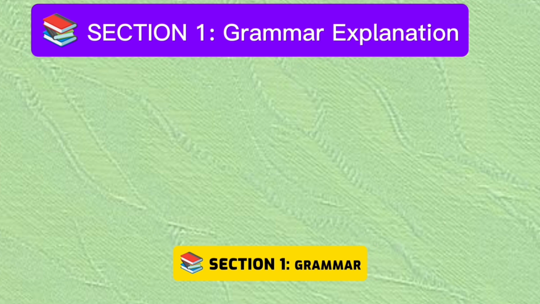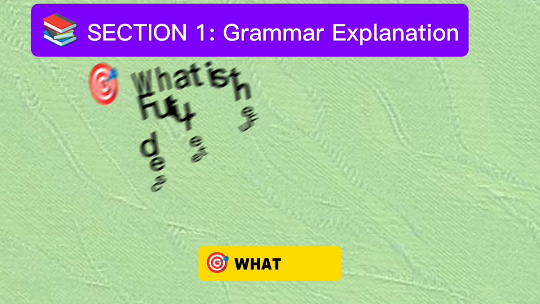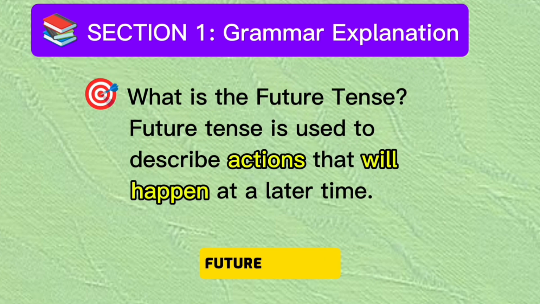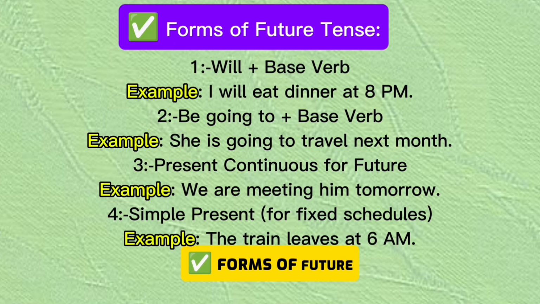Section 1. Grammar explanation. What is a future tense? Future tense is used to describe actions that will happen at a later time. Forms of future tense. 1. Will plus base verb. Example, I will eat dinner at 7 p.m. 2. Be going to plus base verb. Example, she is going to travel next month.